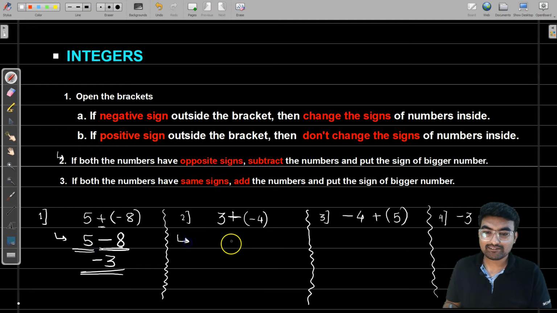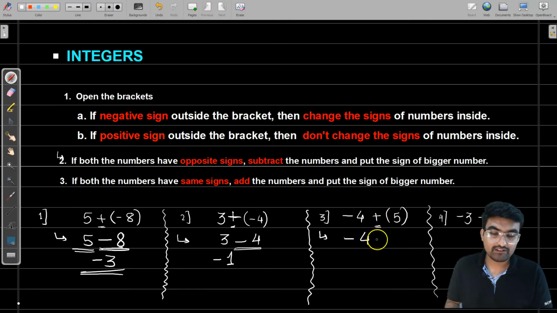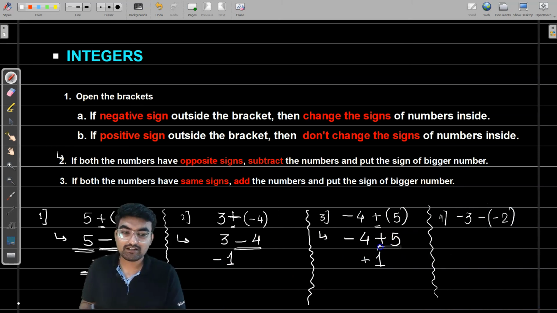Okay, now try another example. 3 plus minus 4. Opening the brackets, there is a positive sign, so we won't change the signs inside, and minus 4 as it is, right? So 3 minus 4 will be minus 1 because 4 has a negative sign, right? Try another example. Minus 4 plus plus 5. Open the brackets, plus sign, so sign won't change. Minus 4 plus 5. Now it will be 1 with plus sign. Why? Because 5 has positive sign.